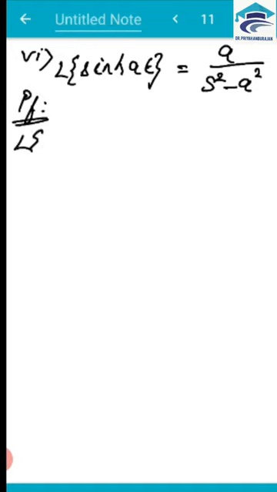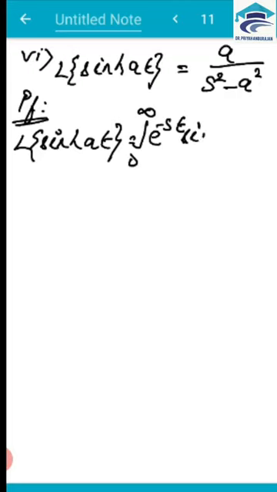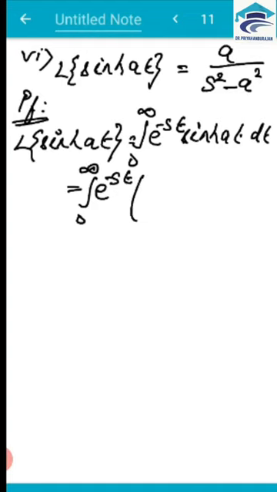We'll apply the formula: L of sinh at is equal to the integration from 0 to infinity of e power minus st sinh at dt. Here you don't have a combination of the exponential and sinh, so what we are going to do is write sinh in terms of exponentials. So this will become the integral from 0 to infinity of e power minus st, into, what is sinh at? e power at minus e power minus at by 2, dt.